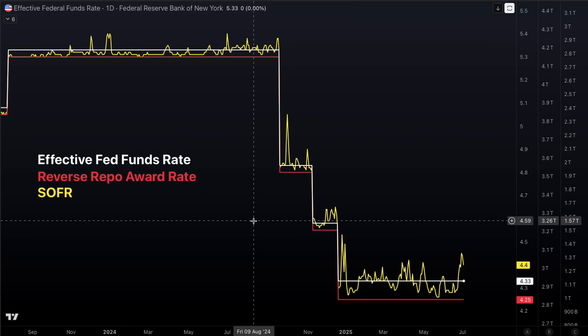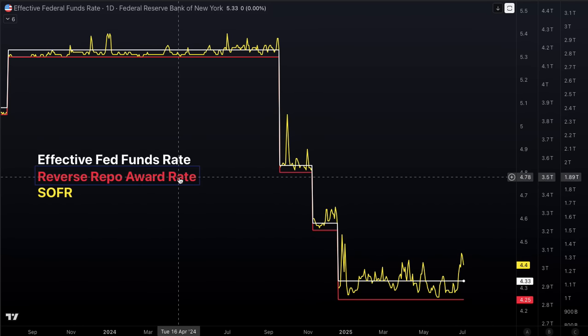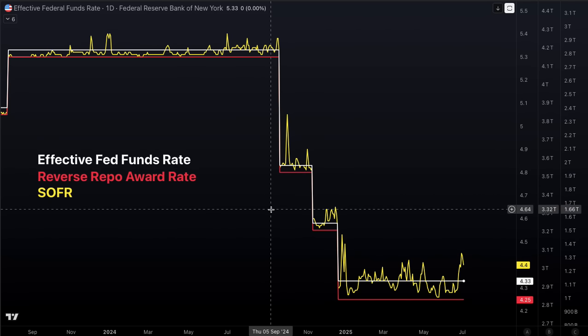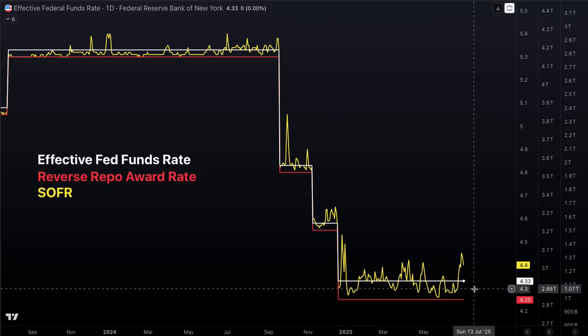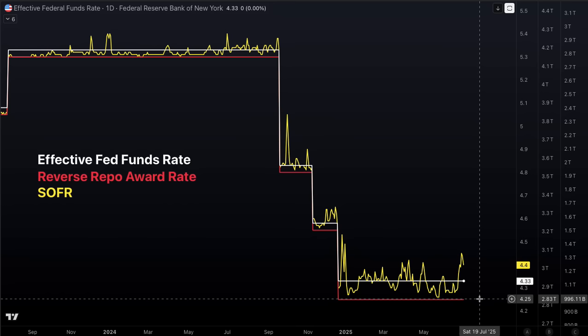So what is that? We'll start at the bottom and work our way up. The reverse repo rate is the cost of money that the Fed is willing to pay. Just as we talked about the repo market, this is the reverse of that. Let's say I'm a money market fund. I have $10 billion that I'm not using. I can go to the Fed and loan those $10 billion to the Fed. And this red line, the reverse repo rate, will determine what the Fed pays me in interest.